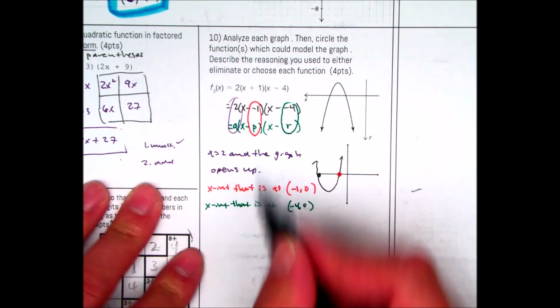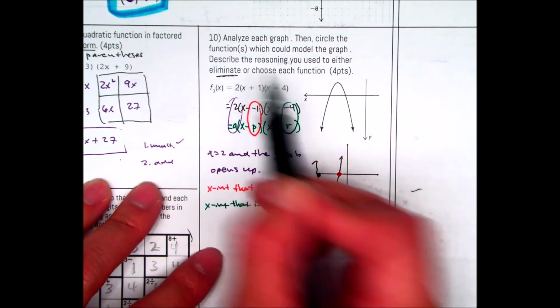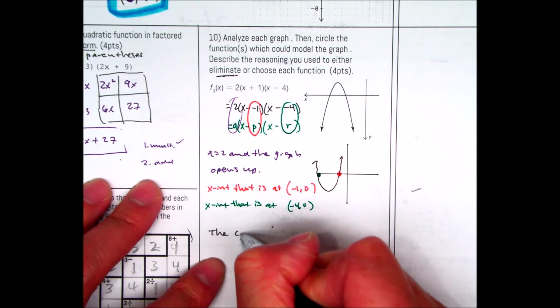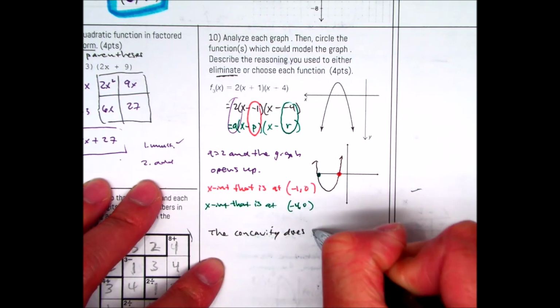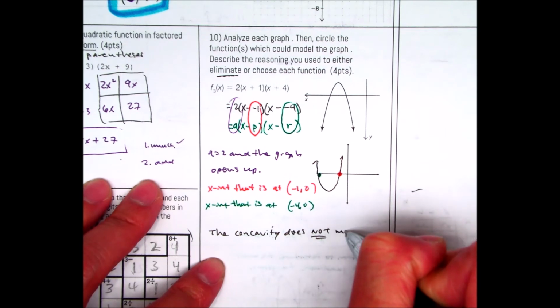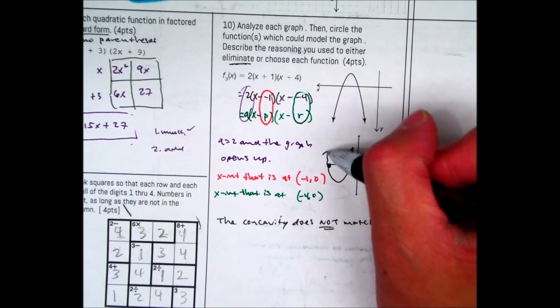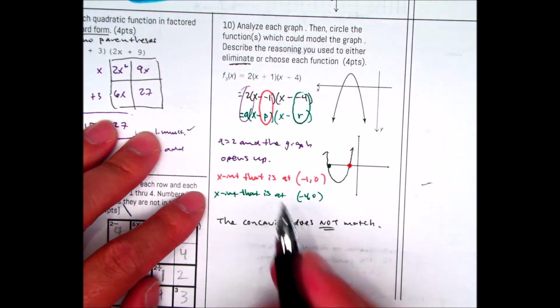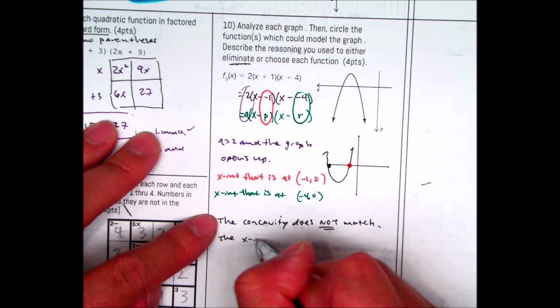Now, describe the reason you chose to either eliminate it. So we're going to eliminate it because the concavity does not match. My concavity here is that this one opens up and this one opens down. So I'm actually going to reject this and not circle it. The x-intercepts match.